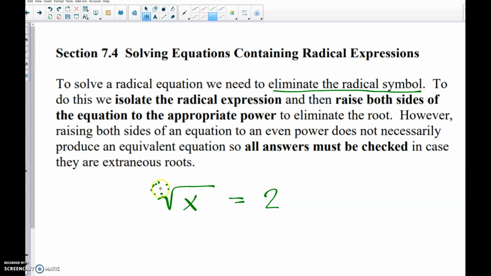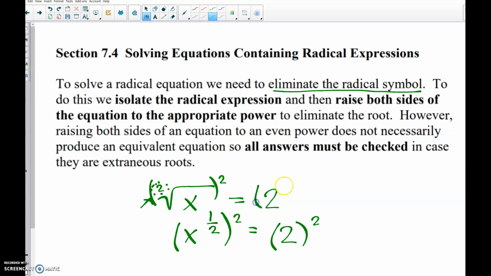what is understood to be under here is a 2. That also is x to the 1/2 power. What can we raise both sides to that would eliminate this 1/2? Power to a power, you multiply. So what would make that 1/2? 1/2 times what is 1? So it's going to be 2. So you always raise the power of whatever root is happening. So this is a square root, so we are raising both sides of the equation to the second power, so our answer would be x equals 4.